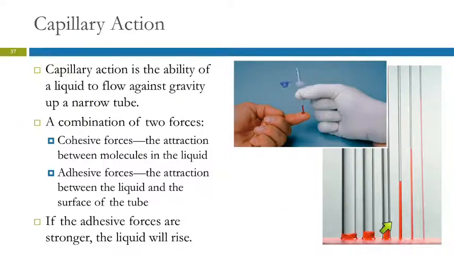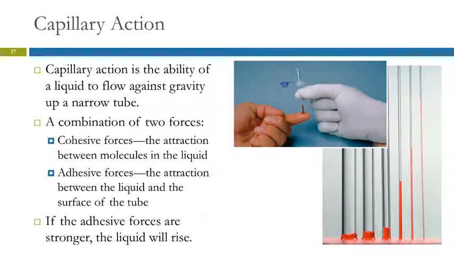And here we have illustrations. These are not blood. This is just red liquid. Here we see tubes of different diameters, and we see that in the smallest diameter tube, the liquid goes up higher than in a wider diameter tube. So there's two forces at work here. There are cohesive forces, and these are the forces, like hydrogen bonding, that hold the molecules to each other. And then there are adhesive forces, and that's the force of attraction between the liquid and the surface of the tube.